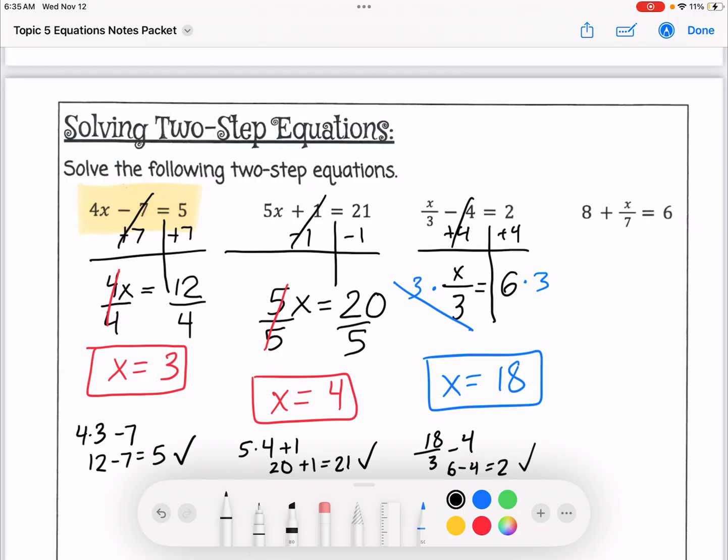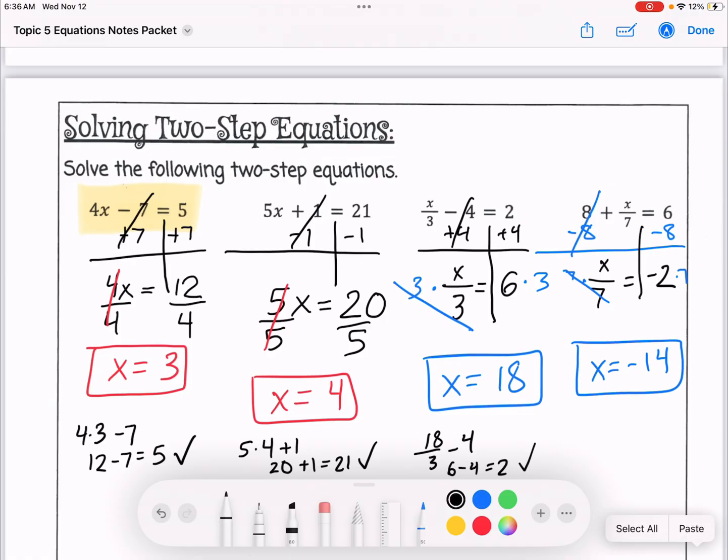All right, this one, it says 8 plus x divided by 7. So, x is being divided by 7, and then we're adding 8 to it. So, we need to get rid of the 8 first. Since this is a positive 8, I'm going to subtract 8 on both sides. That leaves me with x over 7 equals negative 2. And then I need to multiply both sides by 7. And I get x equals negative 14.